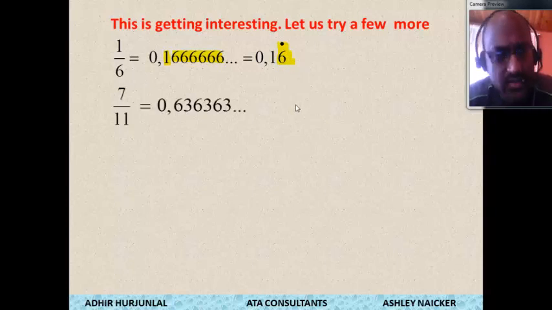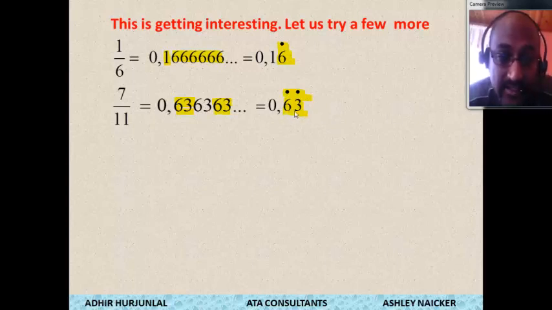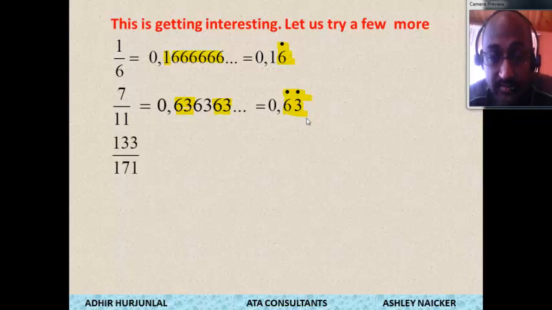Very good. Let's continue. 7 divided by 11 on your calculators gives you an answer of 0,636363. And guys, come on, you give me the answer for this one in dot notation. Correct. 0,63. There's a dot above the 6. There's a dot above the 3. Those 2 dots tell me that it is the 6 and the 3 that continue to recur.